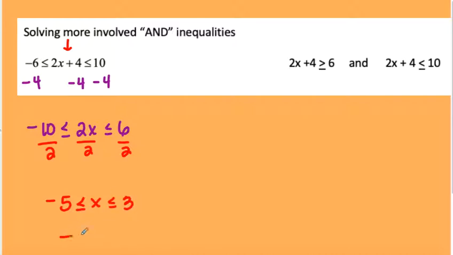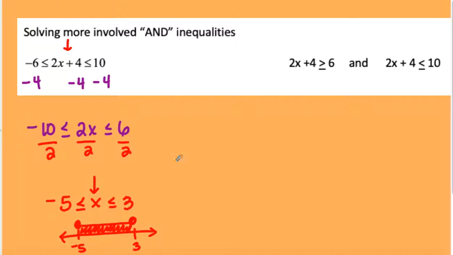Now if I want to graph that, it's nice and easy. I have negative 5 and 3, and I want everything in between them. So my solution is all the values of x that are in between negative 5 and 3, just like x is nestled in between negative 5 and 3.